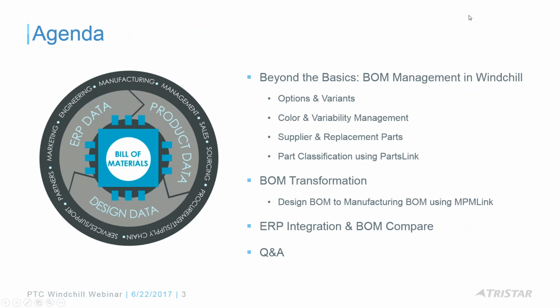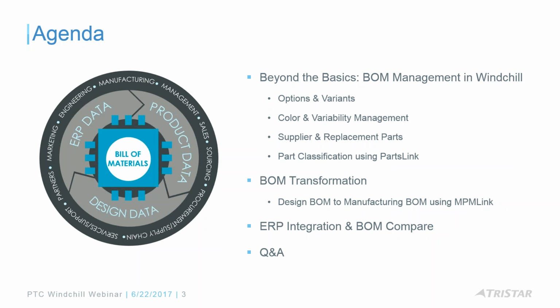So let's get into our presentation. Today what I want to go through is kind of beyond the basics. We took a look last time in our previous webinar at how we can manage our BOMs inside Windchill, what that looks like, and how we can create these BOMs. Today we're going to look at some additional functionality once you're managing this Windchill part BOM in Windchill. We're going to take a look at something called Options and Variants, and at how we can manage color and variability on parts.